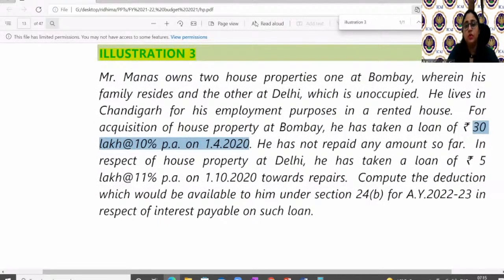Baba, loan is taken on 1st October 2020. We are in the year 21-22.